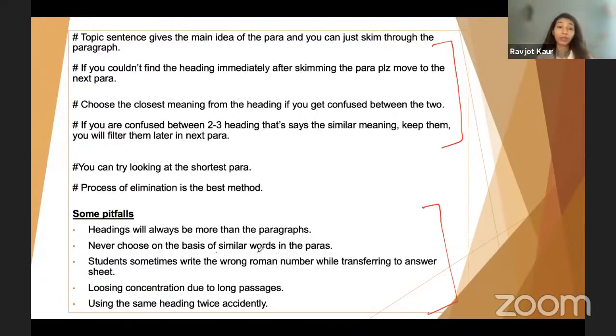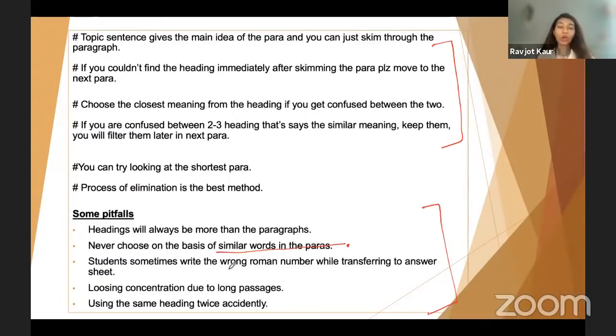Never choose on the basis of similar words in the paras. Many students make this mistake, so please take care of this. Do not simply copy paste or look for similar vocabulary words. For example, if the passage mentions weather and a heading has the word weather, that is not necessarily the heading you should choose. Please read the paragraph, extract the main idea, and choose accordingly.